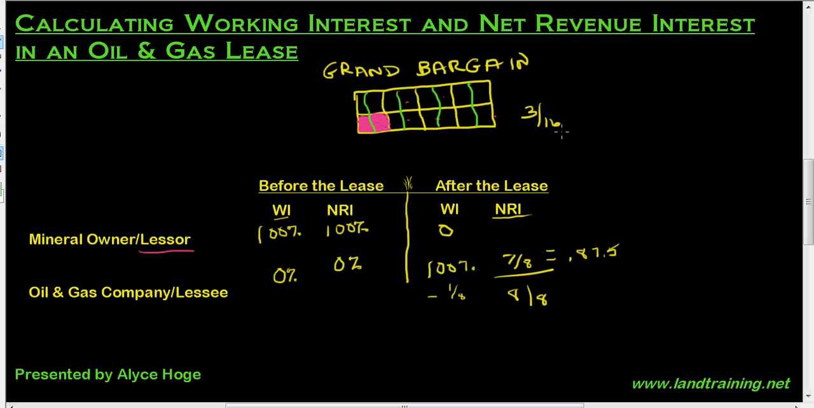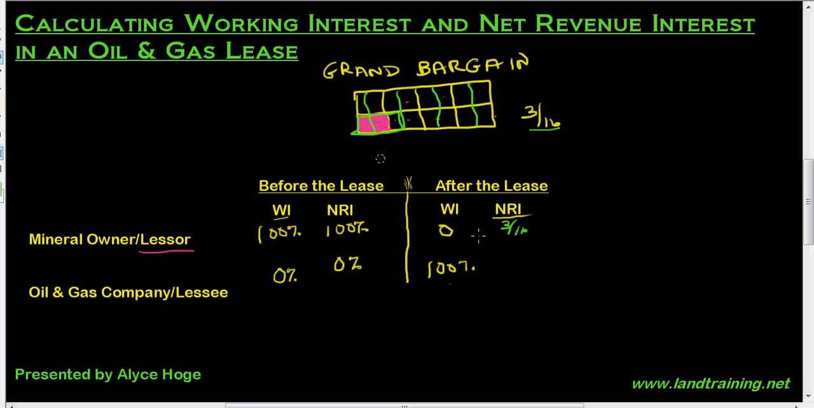So if I give them a 3/16, you can see that is 1, 2, 3/16 here. So you can see the mineral owner's interest is slightly larger than it was when it was 1/8. So what the net revenue interest is going to be for the lessor is going to be this 3/16. 3/16 net revenue interest after the lease. Okay? And that's going to leave the oil and gas company with the remaining 13/16.